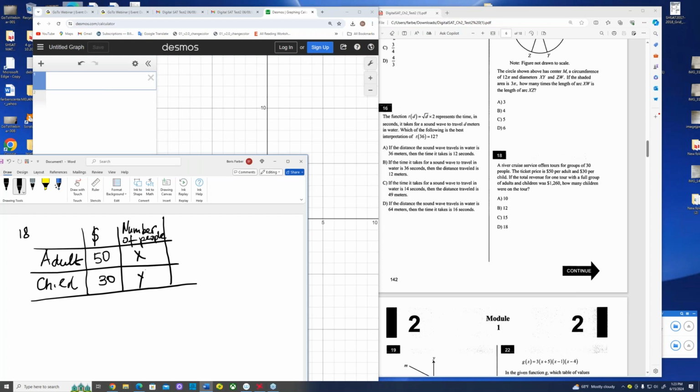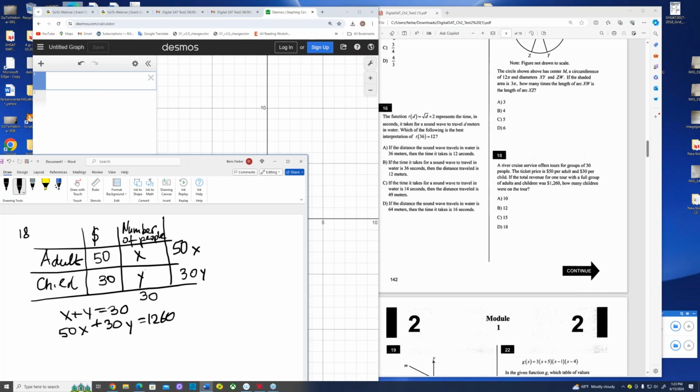And what is it? Total value. It would be 50x and this is 30y. And in addition, the total number of people is 30. So you have a system: x plus y equals 30, and 50x plus 30y equals 1260, right? So you can solve this system of equations or use Desmos.